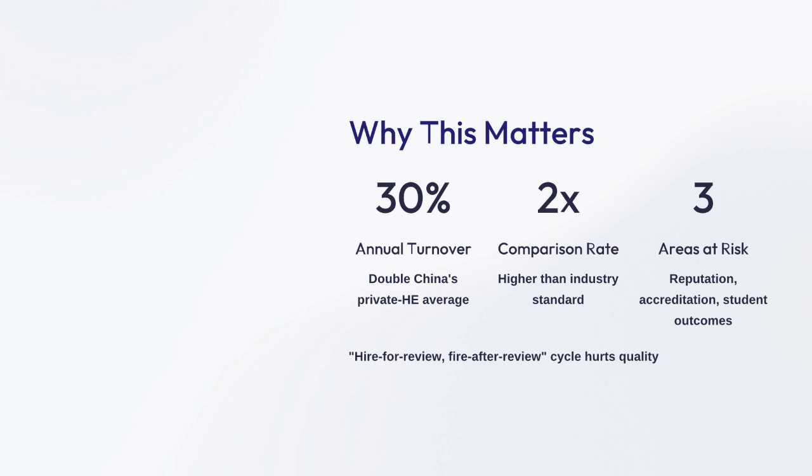Bulk hires to satisfy accreditation ratios, followed by salary cuts and course load reductions once auditors depart, which pushes new hires back out the door. High churn doesn't just hurt the bottom line, it compromises teaching quality, student satisfaction scores, and ultimately the university's brand in Guangzhou's competitive education market. Breaking that loop is therefore a mission critical priority, not a nice to have.